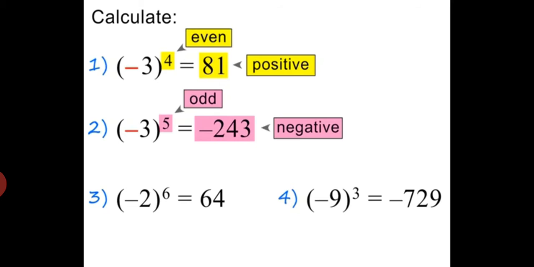And coming to the second example, here minus 3 whole to the power 5. Here the power is an odd number, so the resulting number will be a negative number. In example 3, here minus 2 whole to the power 6. You know 6 is even, so the result will be a positive number. And example 4 says the power is 3, which is an odd number, so the result will be negative.